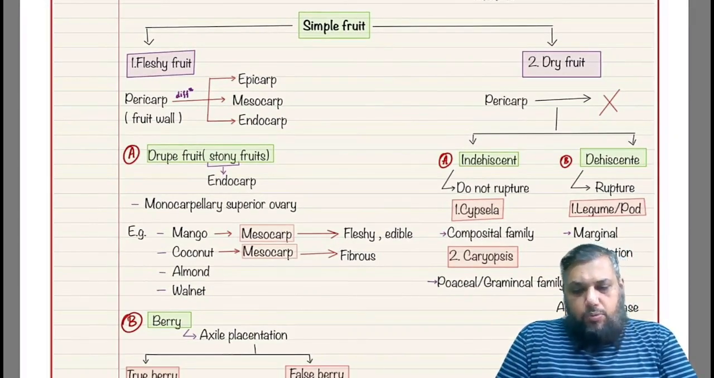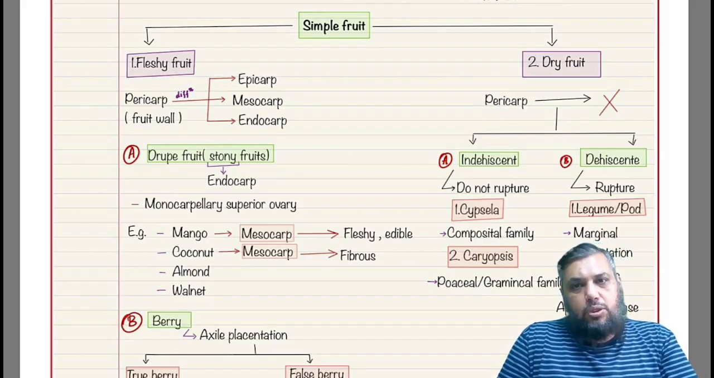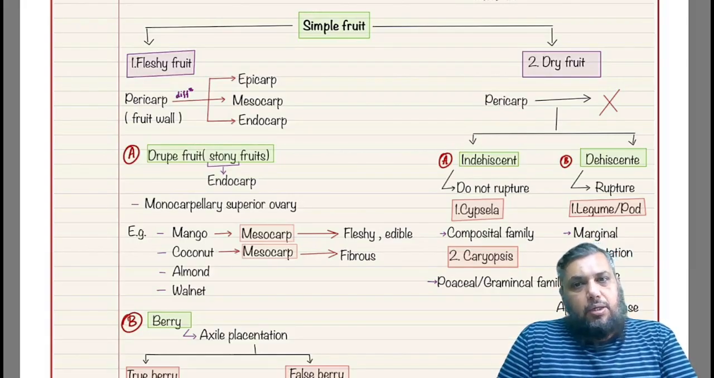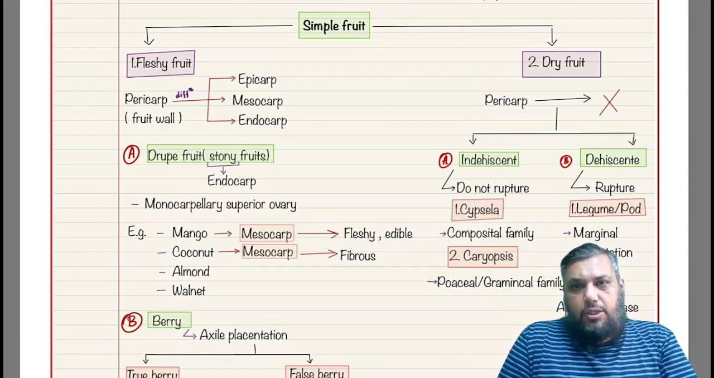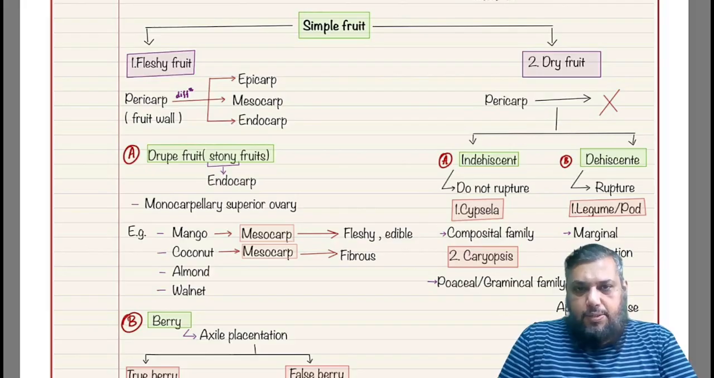So as I already told you, that simple fruit can either be a fleshy fruit or it can be a dry fruit. फ्लैशी फ्रूट वो होता है जिसकी पेरिकार्प फ्लैशी होती है, और उसके पेरिकार्प को हम लोग तीन पार्ट्स में डिवाइड करते हैं, एपिकार्प, मीजोकार्प और एंडोकार्प. ड्राई फ्रूट में पेरिकार्प ड्राई होता है, फ्लैशी नहीं होता. ओके, और उसके तीन डिविजन्स नहीं कर सकते ऐसे.